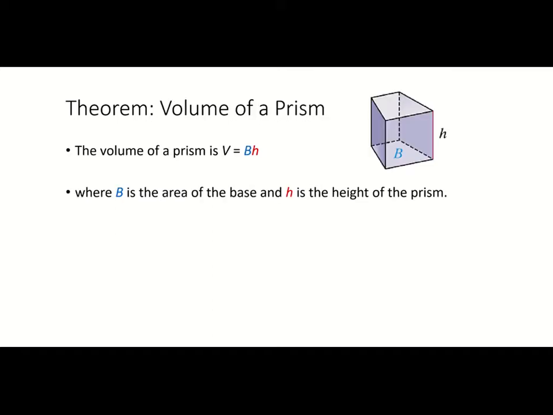To find the volume of a prism, you are going to do base times height. Now, the big B stands for the area of the base. So it's not just one number, it's the area of the base of the prism. Remember, prisms are named by the shape of the base. So you find the area of the base and then multiply it times the height to find the volume.